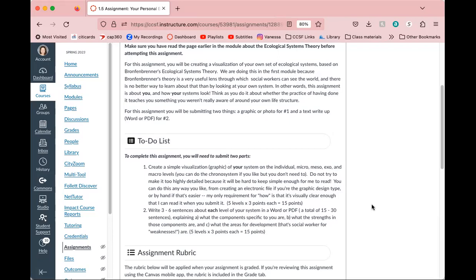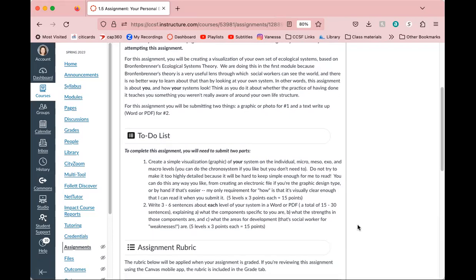So for each level of that diagram, you need to write 3 to 6 sentences, okay? And what you're writing is you're going to be describing the level. So the easiest one would be the individual level. You're going to be describing yourself. I am a 41-year-old Caucasian woman with one child, blah, blah, blah, right? So you're going to say that. And that's the A part here.